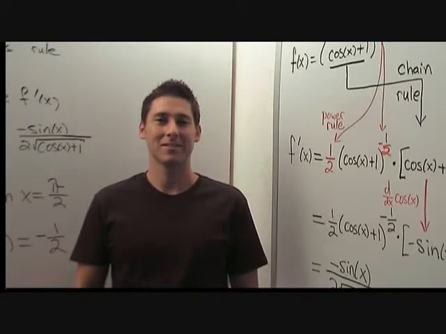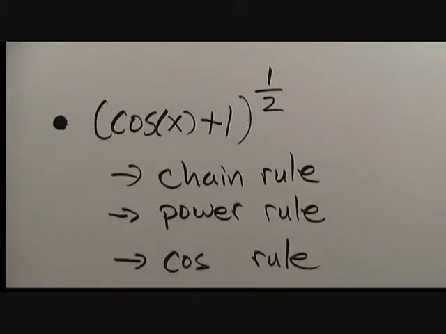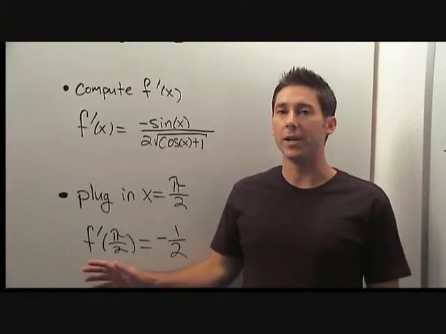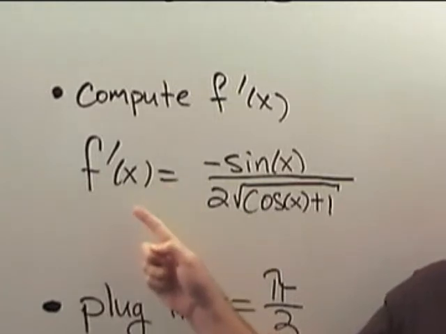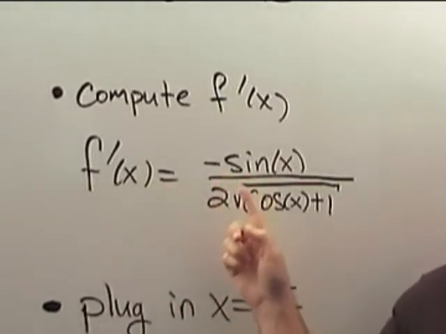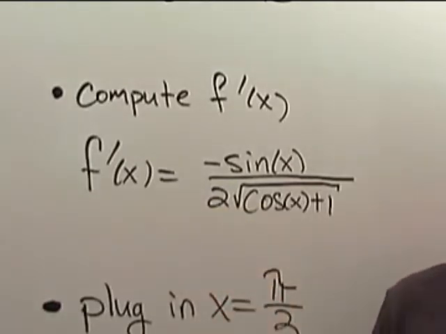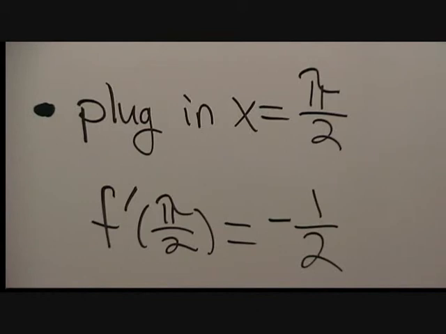Let's do a quick recap. The first step was to identify which rules of differentiation we would need. We needed the chain rule, the power rule, and the cosine rule. Next, we computed the derivative. We found out that f prime of x is minus sine of x all divided by 2 square root of cosine x plus 1. To conclude, all that needed to be done was to plug in x equals pi over 2 and evaluate.